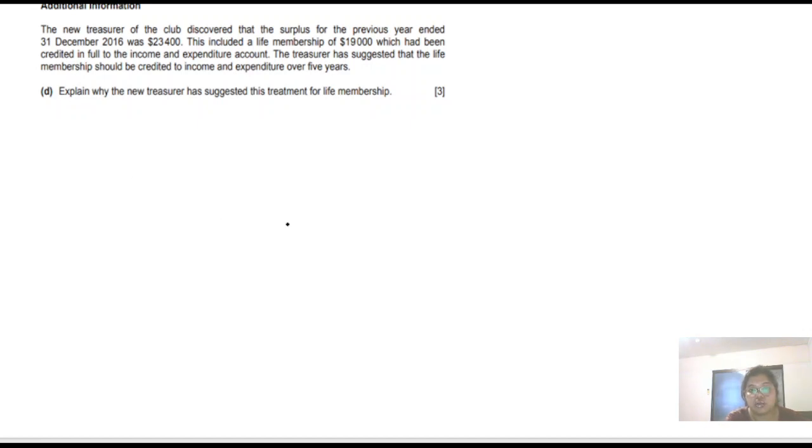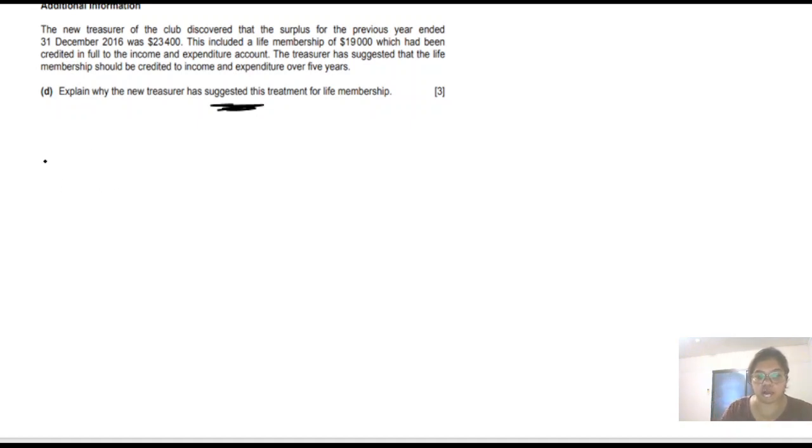What happened? The new treasurer of the club discovered that the surplus of the previous year ended 31st December 2016 is 23,400. This includes life membership of 19,000, which has been credited in full to the income and expenditure account. The treasurer has suggested the life membership should be credited to the income and expenditure account over the 5 years. Explain why they suggest this. What is the purpose of the suggestion? Instead of crediting a lump sum amount, why do they want to distribute it over 5 years?